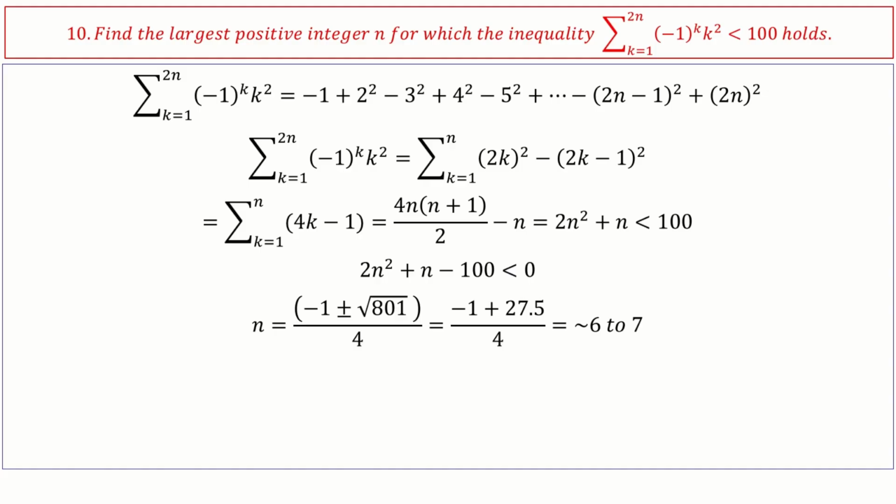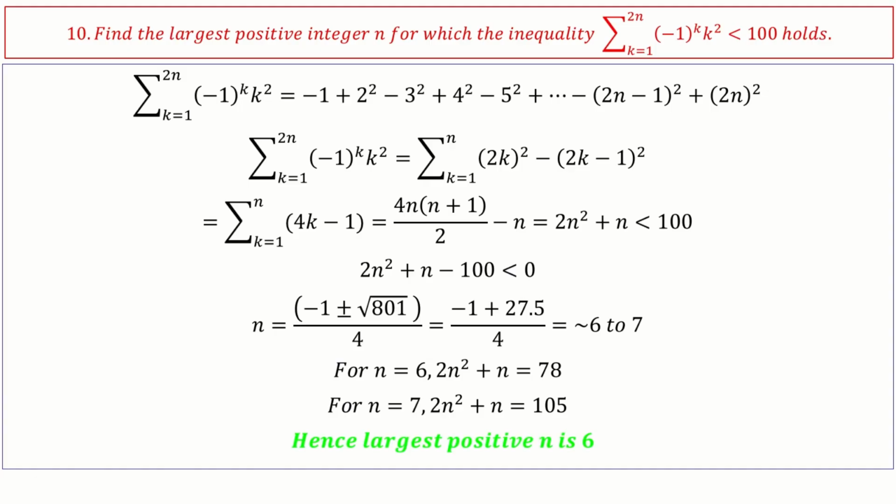So I am looking at the integer value, so 6 to 7. Now you look for n equal to 6 and n equal to 7, you try and see what happens. Okay, so for n equal to 6, 2n square plus n is 78, which is less than 100, which is okay. For n equal to 7, 2n square plus n is 105, which is more than 100, so this is not valid. So the largest possible positive integer n is 6, that is the answer.